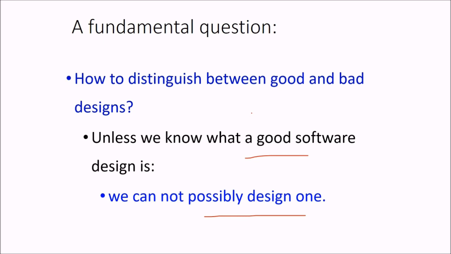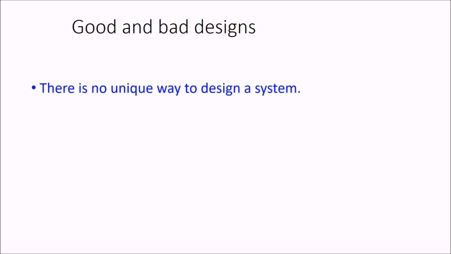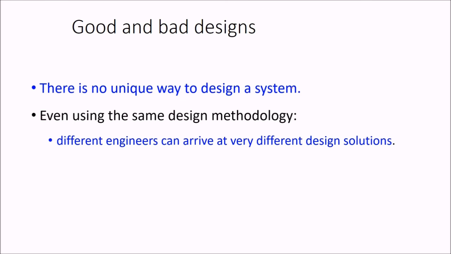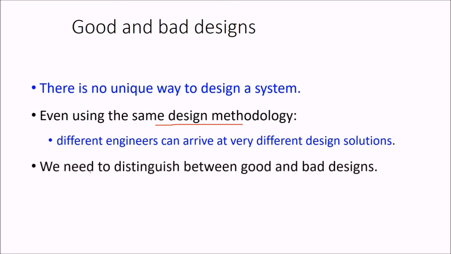So these problems, how to make these problems minimum at the first go? That is only possible if you have a good software design. There is no unique way to design a system. There are different methodologies you can adopt. But even using the same design methodology, different software engineers may arrive at different design solutions. Everyone has their own style or own thought. But we have to be very specific when we try to distinguish between a good and bad design.